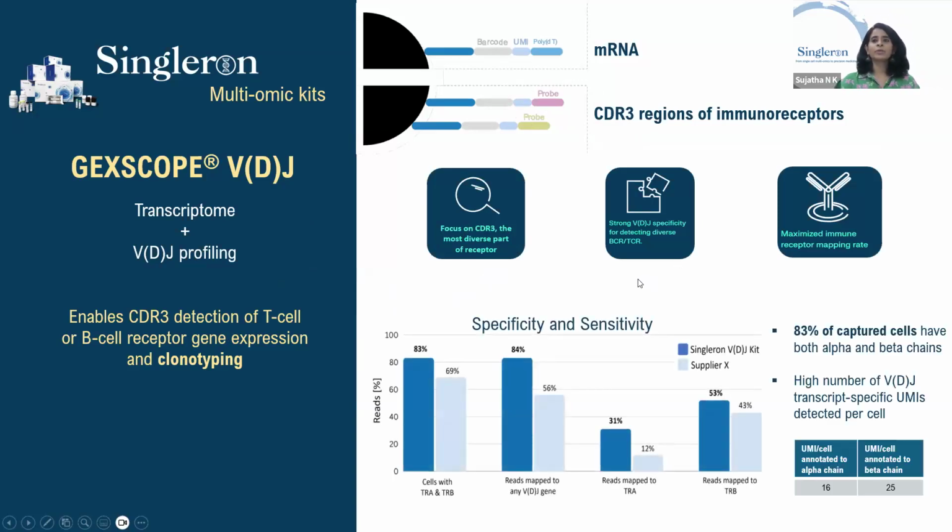This is just some data to quickly showcase how our kit, when compared to a market competitor, is able to capture up to 83% of the cells having both the alpha and beta chain. So these are part of the TCR sequences, and then also a high number of VDJ transcripts from these cells. The main takeaway is that it enables CDR3 detection, which helps you do clonotyping of these cells.